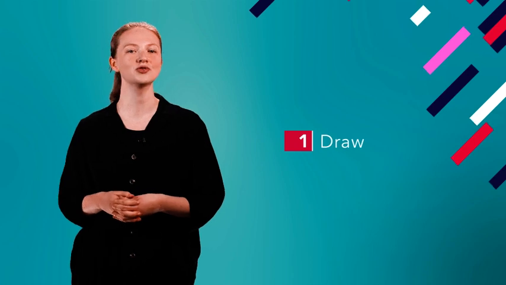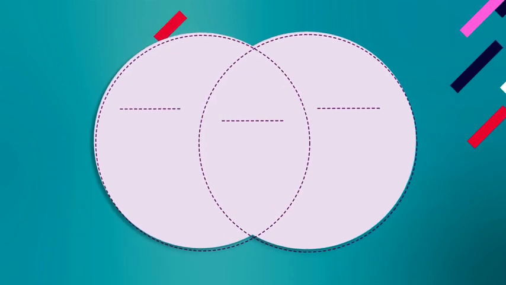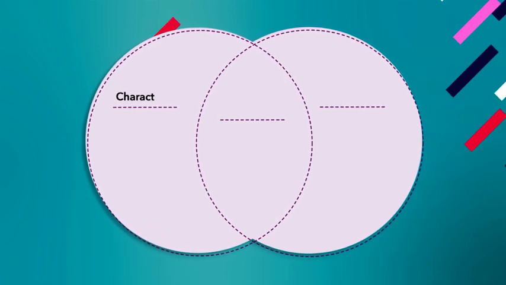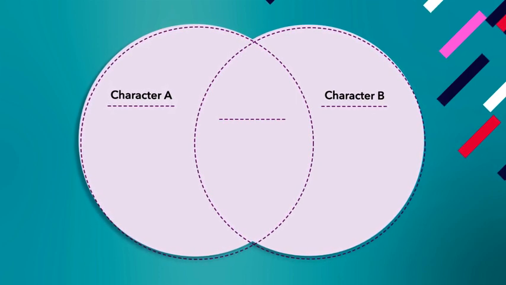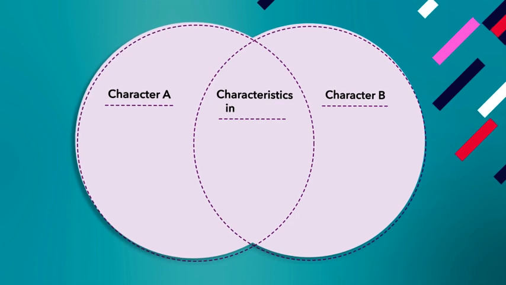Ask your students to draw a Venn diagram. In one circle, ask them to write character A, and in the second one, write character B. In the middle of the circles, write characteristics in common.